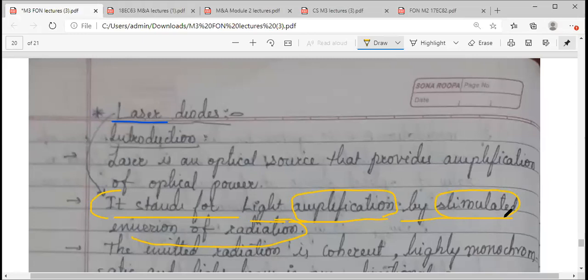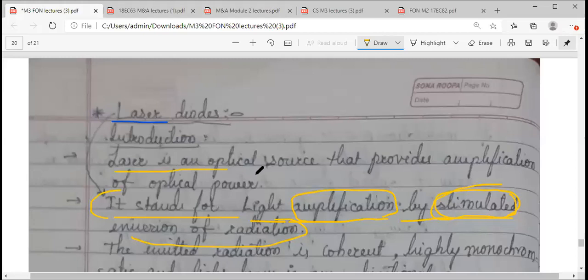One is amplification. Whatever input you give, an optical source will emit light, and in case of laser, you will get amplified light. We have seen in LEDs some problems on quantum efficiency. Try to recall, efficiency was half, 50% only. But laser will give us amplified output. That is one of the advantages with laser. And the second important parameter is stimulated emission. It means we force it. It is stimulated, forceful emission.